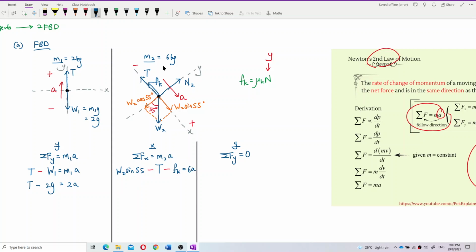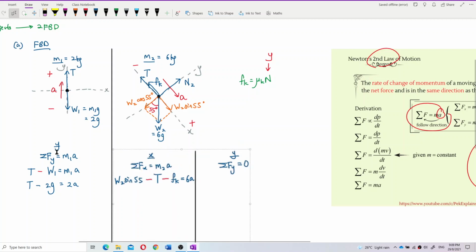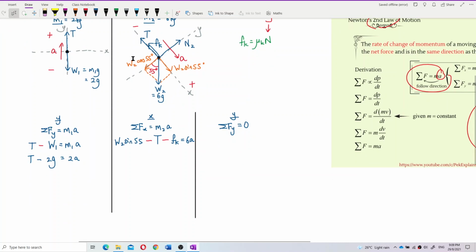Okay, now continue. Weight 2 is actually 6 times gravity, isn't it? Maybe I drag all this down a little bit. Okay, so now good. Weight 2 is 6g, so you should put 6g. Write it down: 6g times sine 55 degrees, and then minus tension, minus friction.